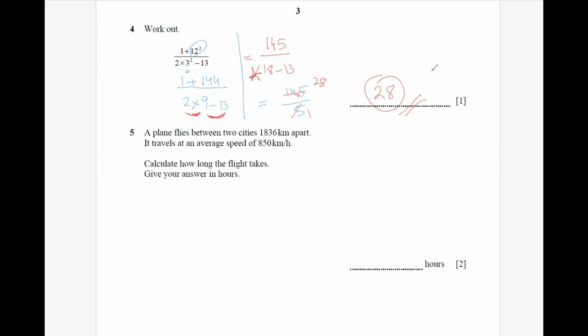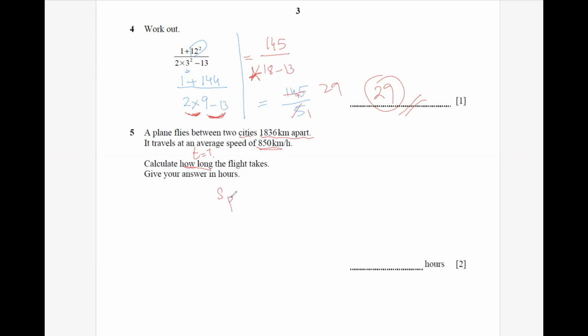Okay, then it is question number 5. A plane flies between two cities 1836 kilometers apart. It travels at an average speed of 850 kilometers per hour. Calculate how long. How long means we need to find out the time the flight takes. Give your answer in hours.